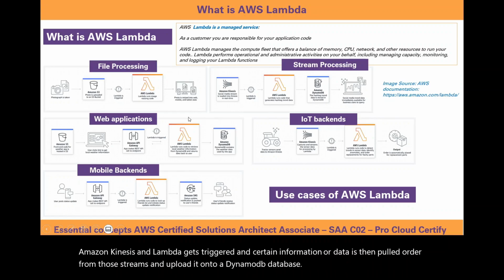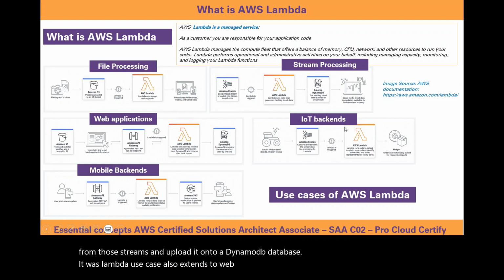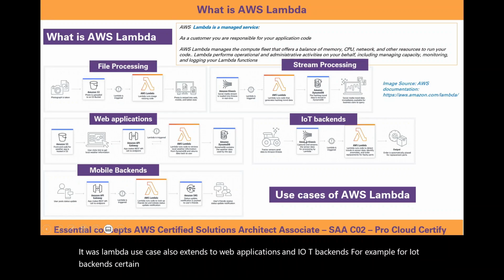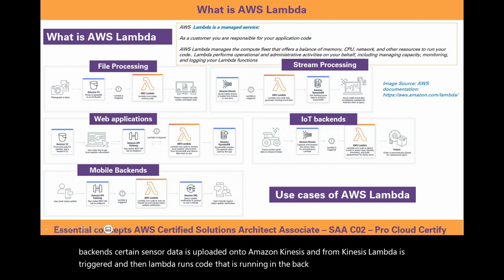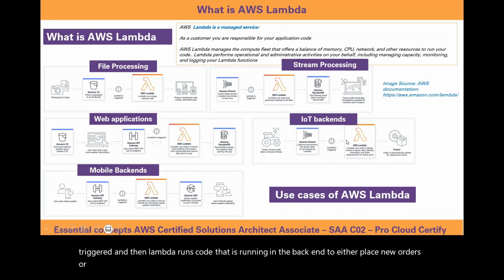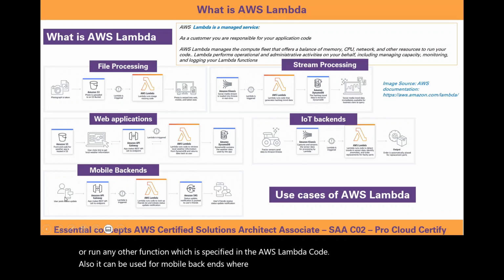AWS Lambda use case also extends to web applications and IoT backends. For example, for IoT backends, certain sensor data is uploaded onto Amazon Kinesis, and from Kinesis, Lambda is triggered, and then Lambda runs code that is running in the backend to either place new orders or run any other function which is specified in the AWS Lambda code. Also, it can be used for mobile backends, where you can use it to basically run notifications for user-generated activities.